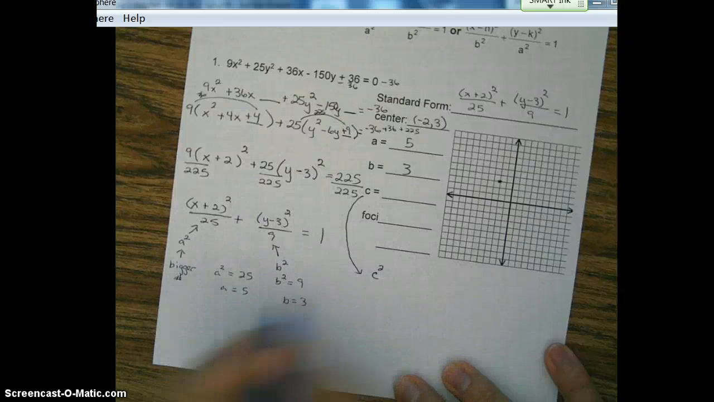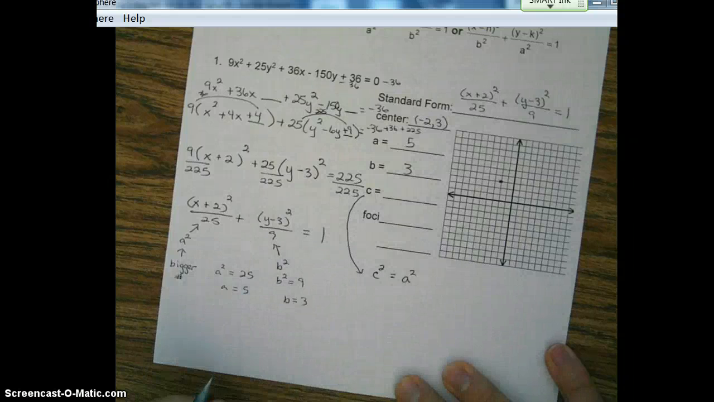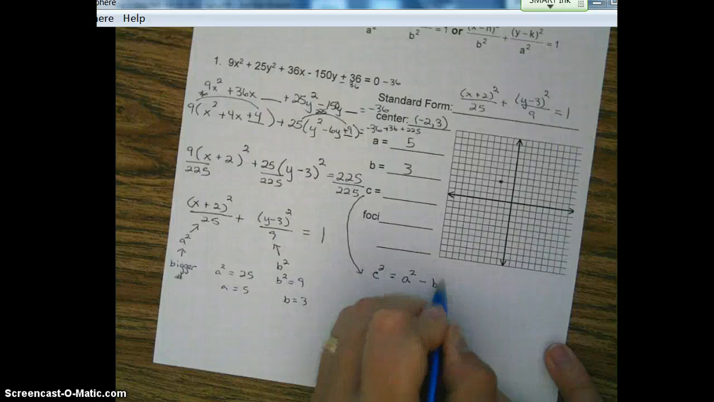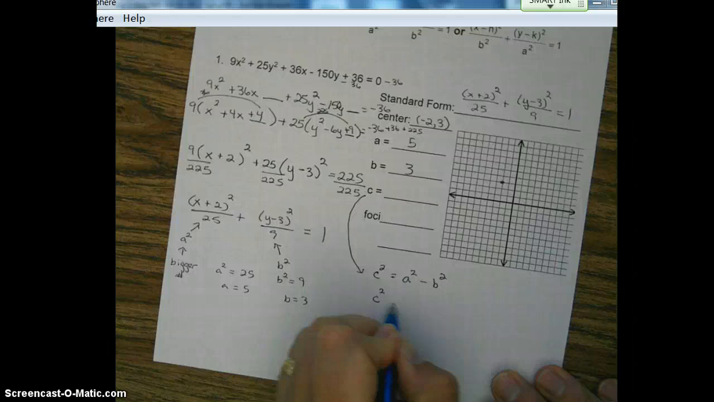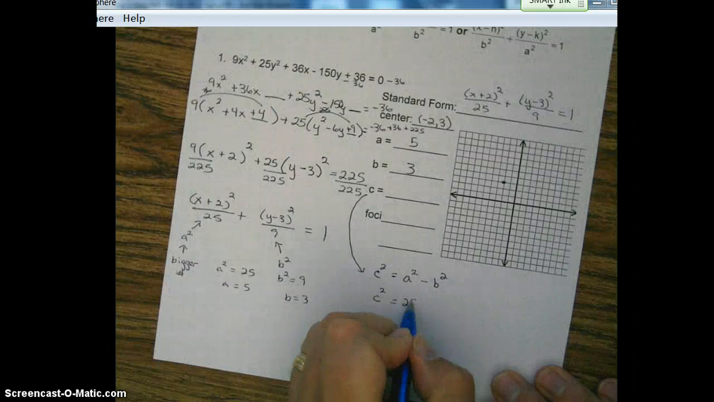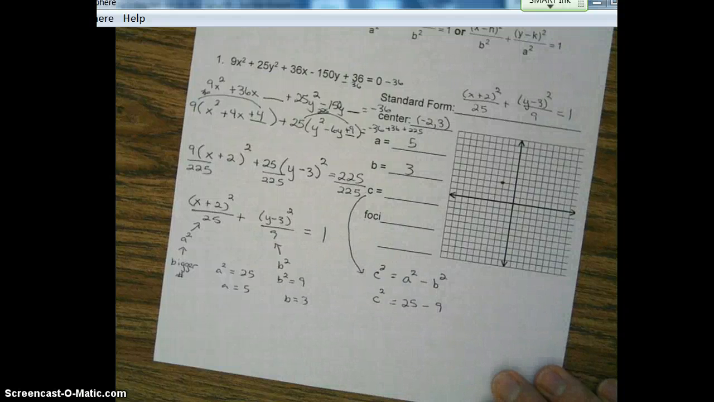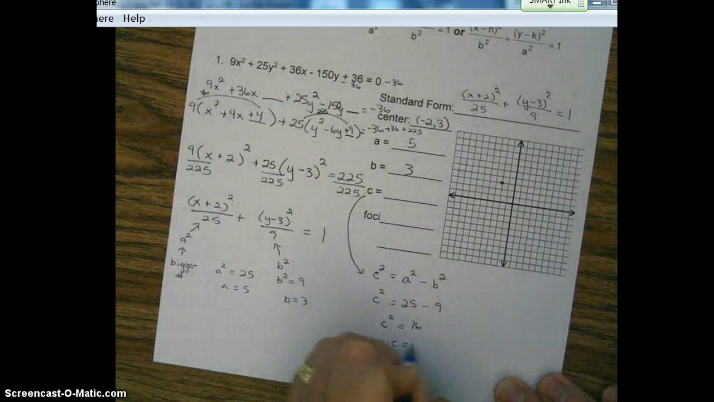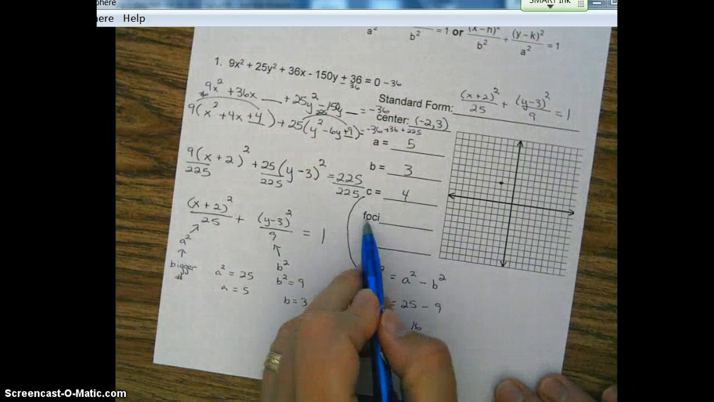The formula goes like this: C squared equals the larger number, which is A squared, minus the smaller number, which is B squared. So calculating C, A squared is 25, minus B squared is 9. Remember, pause the video at any time. Make sure you understand each step. So C squared is equal to 16, so C equals 4. That's going to help us calculate our focus.